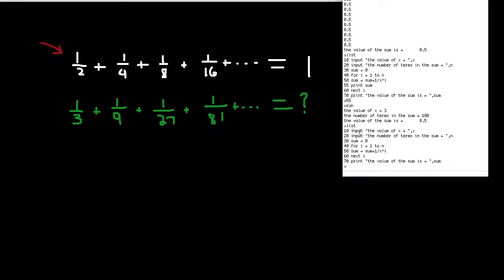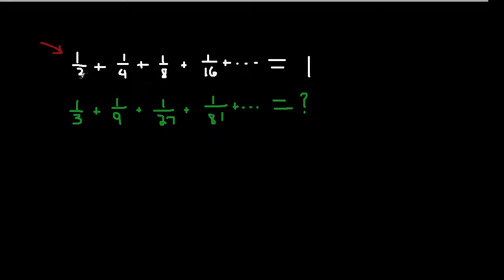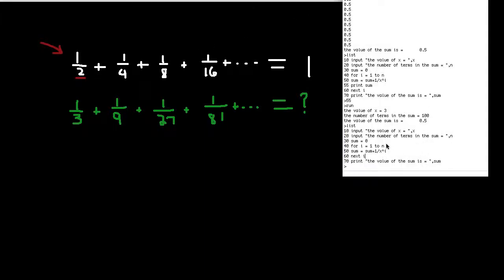Okay, the first line, 10, inputs the value x, and x is going to be this number right here. The second line of code inputs the number of terms that we take in the sum. So, for example, this right here shows 4 terms in the sum. The sum continues. After 1/16th, we get 1/32 and 1/64 and so on.